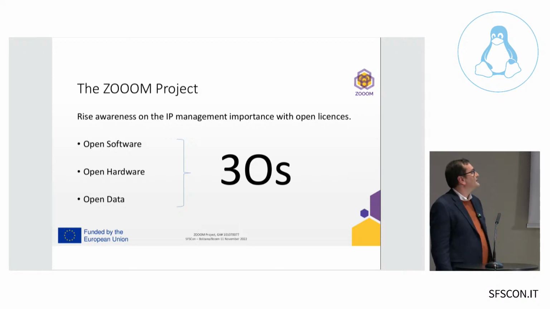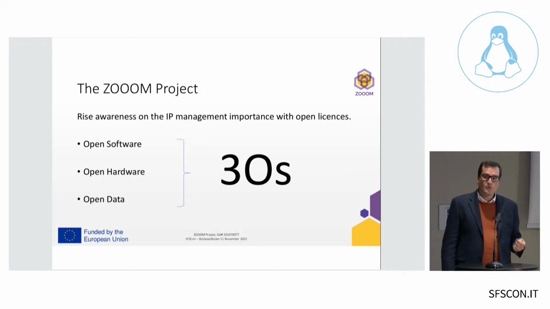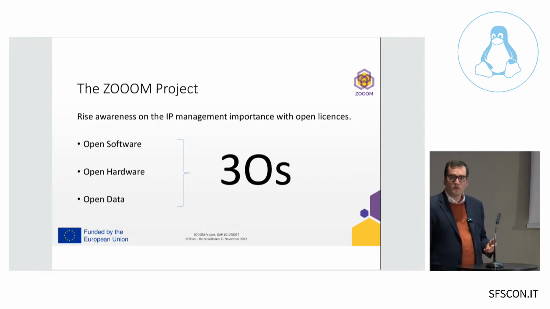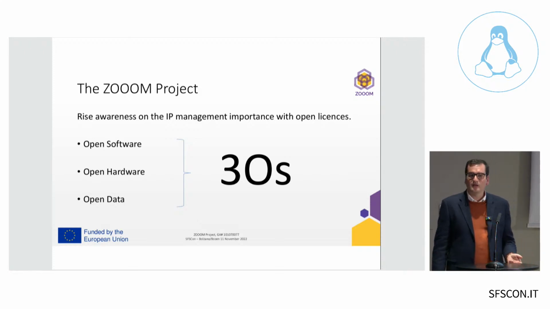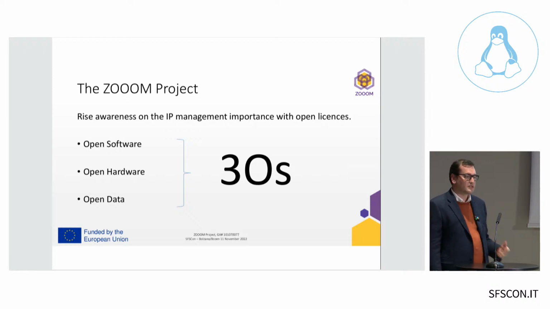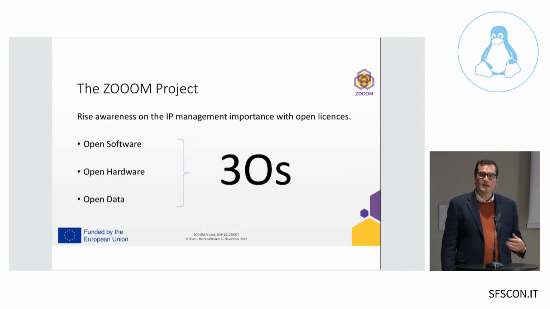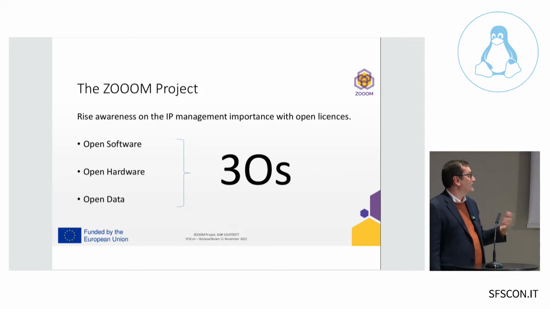In particular, zooming in a little bit more, the Zoom project has the objective to raise awareness on the topic of IP management with open licenses. The project is related to three kinds of aspects of open licenses. The first one is software. You surely all know about open source licensing strategies and so on. The second is hardware, so having the possibility to deliver the design of a component, of a part, openly and guaranteeing it to be reproducible in many different places and by many different people.